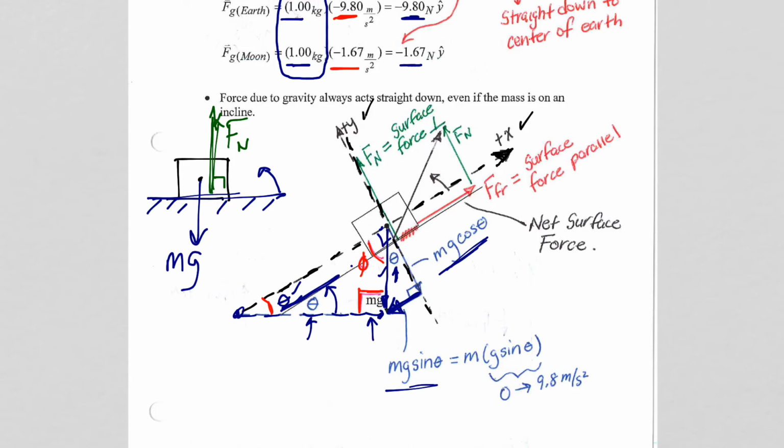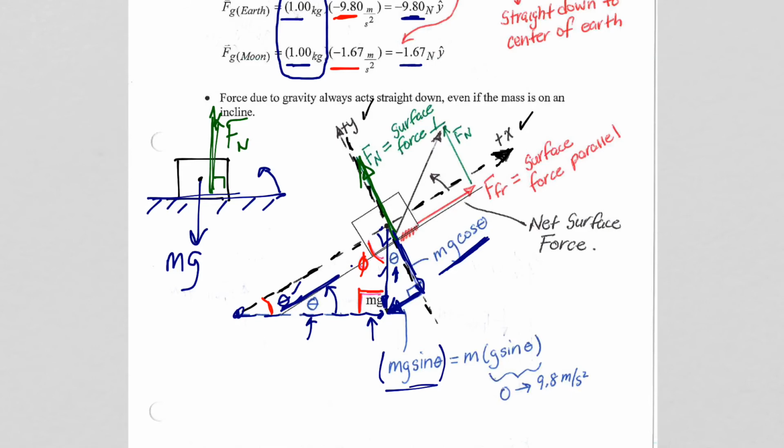Now look where mg sine theta points, down the incline. So that's the component of gravity that's actually going to pull this box, slide it down the incline. The mg cosine theta is going to be pushing the box into the ground. So if the box is going to sink into the incline, mg cosine theta would cause it to sink into the incline. In this diagram, I have shown a force normal balancing that mg cosine theta so that it does not sink into the incline.